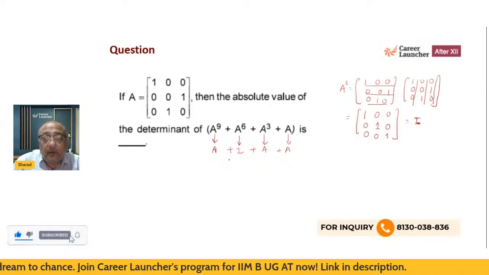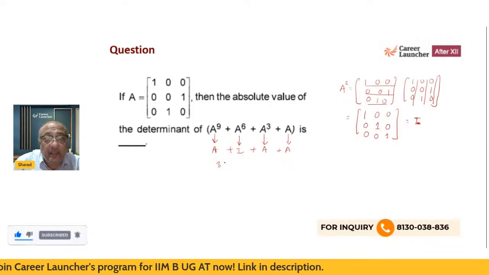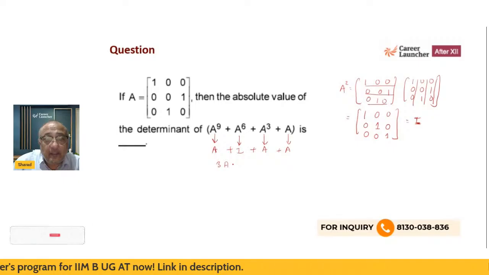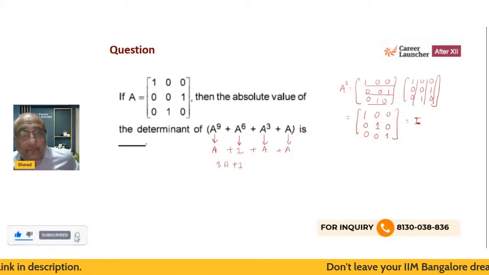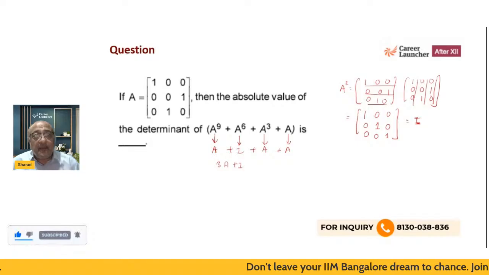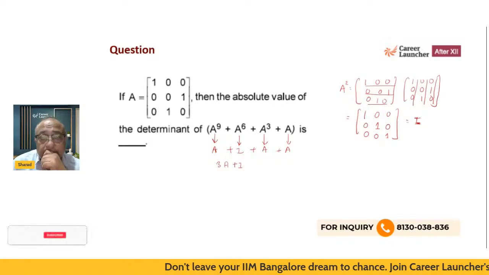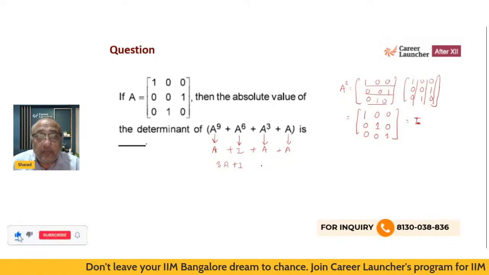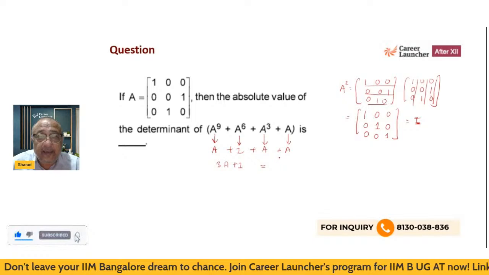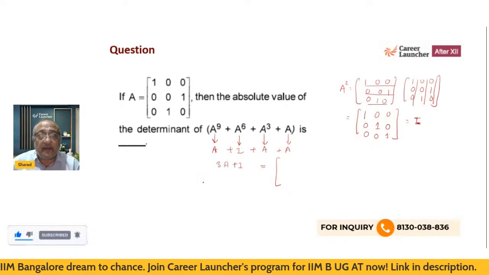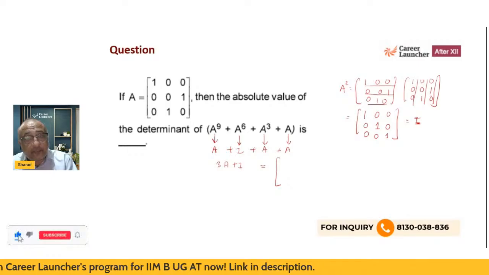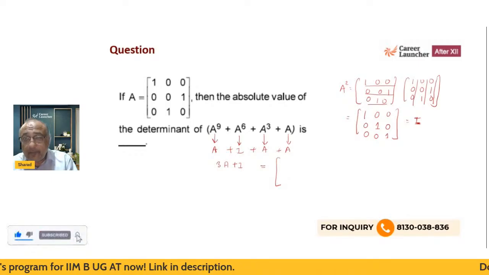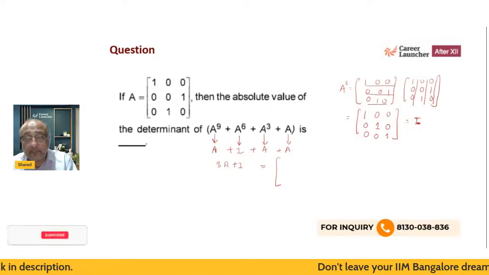So what do we have over here? We have 3A plus I. 3A plus I. So we'll compute this 3A plus I and solve the question. Are you with me? Have you understood? Please confirm. Have you understood till now?